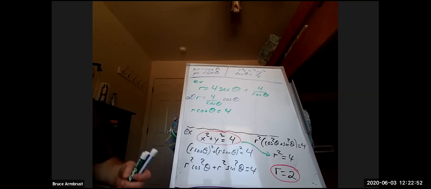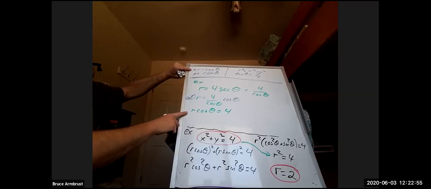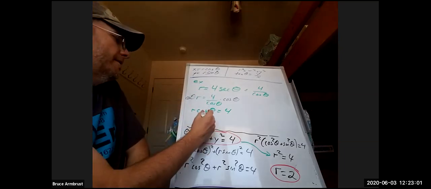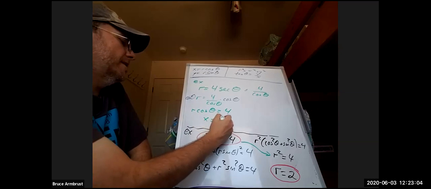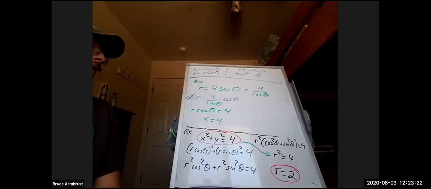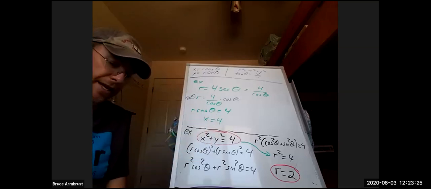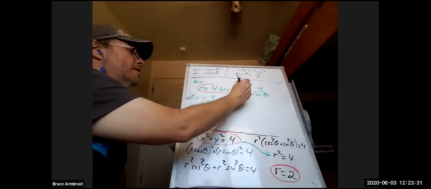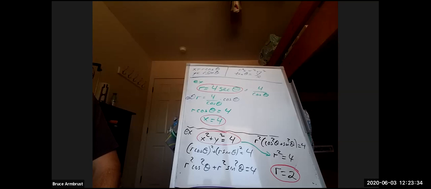And this r cosine theta, if we look up above, notice that that is the conversion for x. So this guy, r equals 4 secant of theta, is actually equivalent to x equals 4. So we found this basically by going back to sines and cosines, and then using the substitutions for rectangular to polar. So interestingly enough, the rectangular x equals 4 is the same as the polar r equals 4 secant theta.